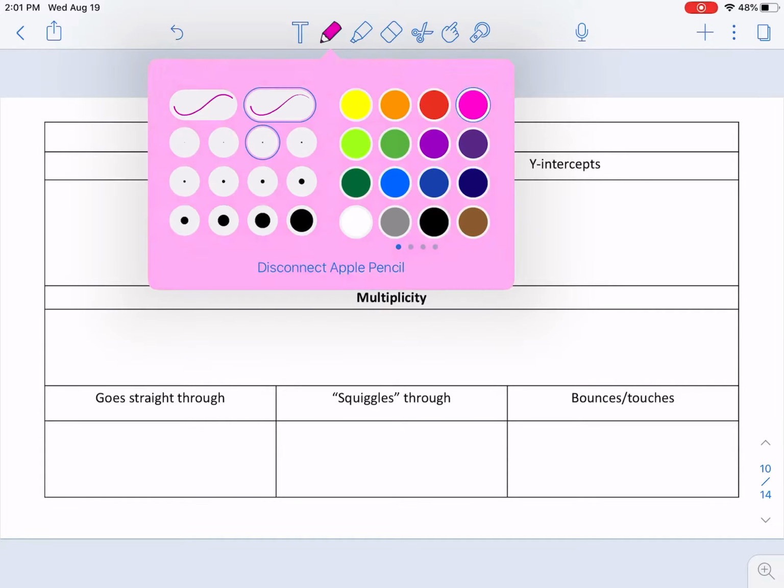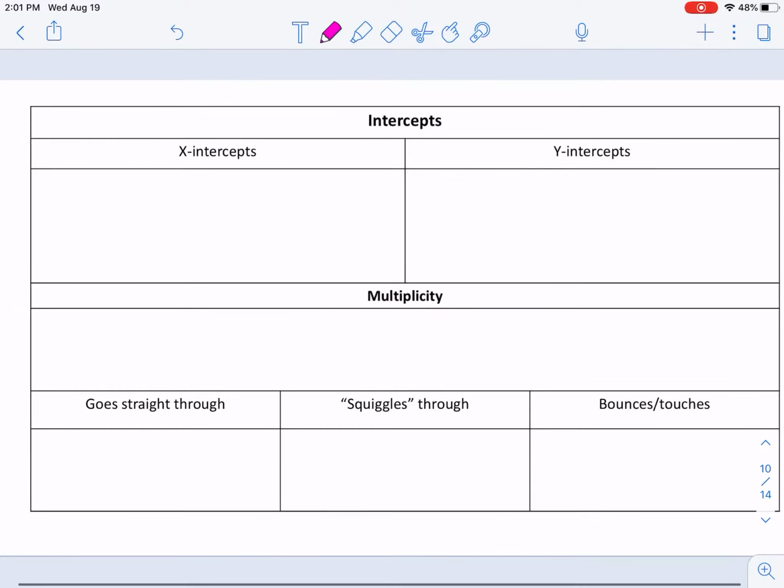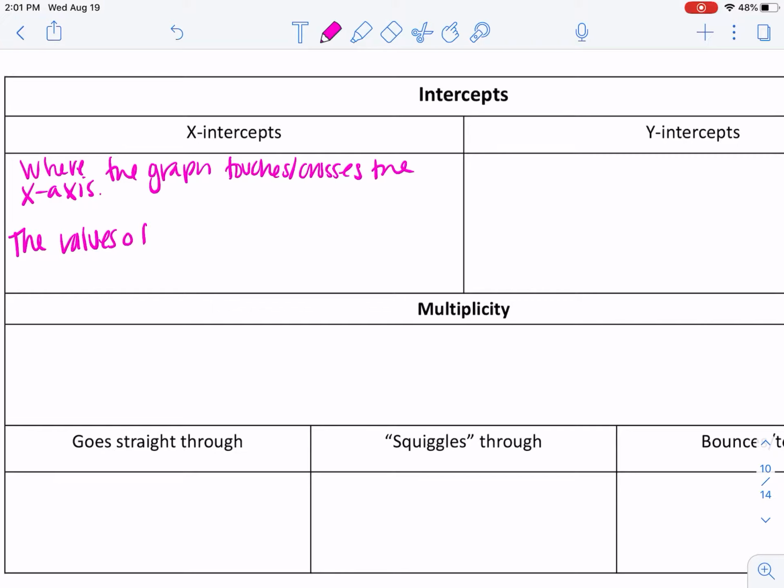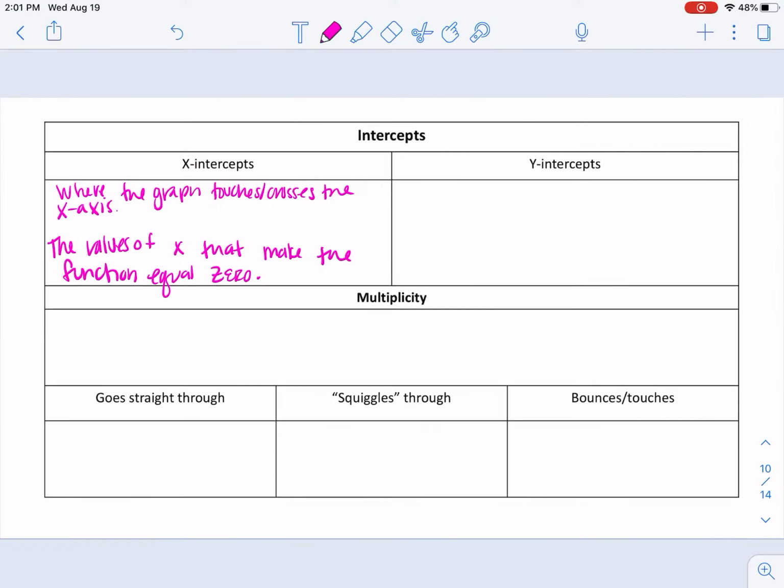So let's start first with x-intercept, something we should all feel pretty comfortable with now. So we know our x-intercept is where the graph touches or crosses the x-axis. We find it because it's the values of x that make the function equal 0. And as a reminder, we did that earlier this week.